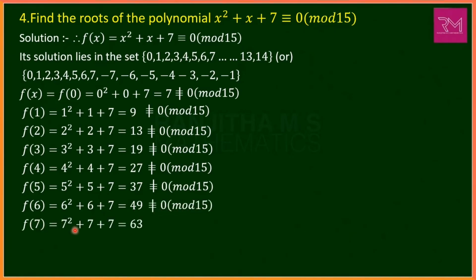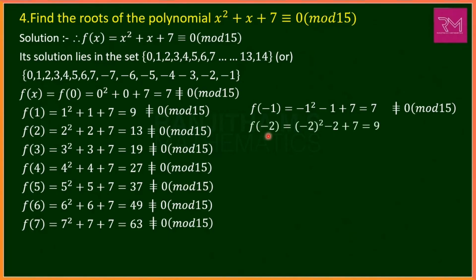Substitute x value as 7, that means 7 squared plus 7 plus 7, that is 63, which is not congruent to 0 mod 15. In a similar way we substitute for minus 1, minus 2, minus 3, minus 4, minus 5, minus 6 and minus 7. If we substitute x equal to minus 1, we get minus 1 squared minus 1 plus 7, a value 7, which is not congruent to 0 mod 15.